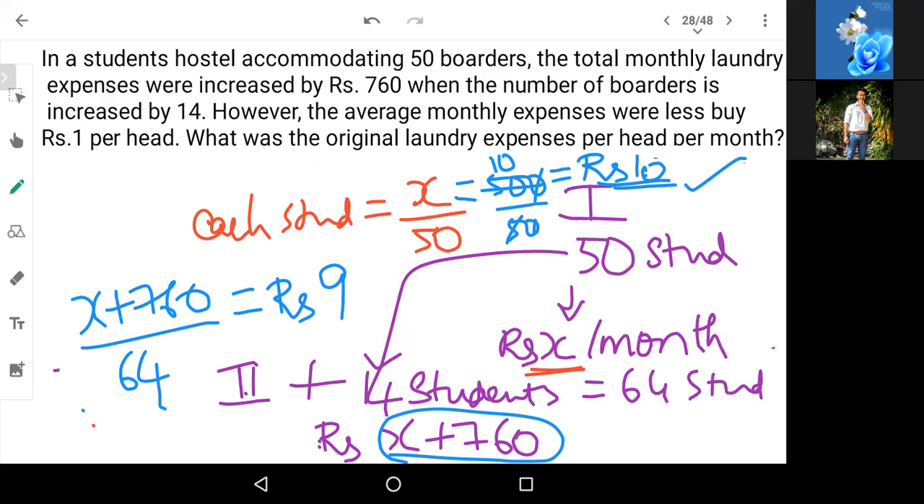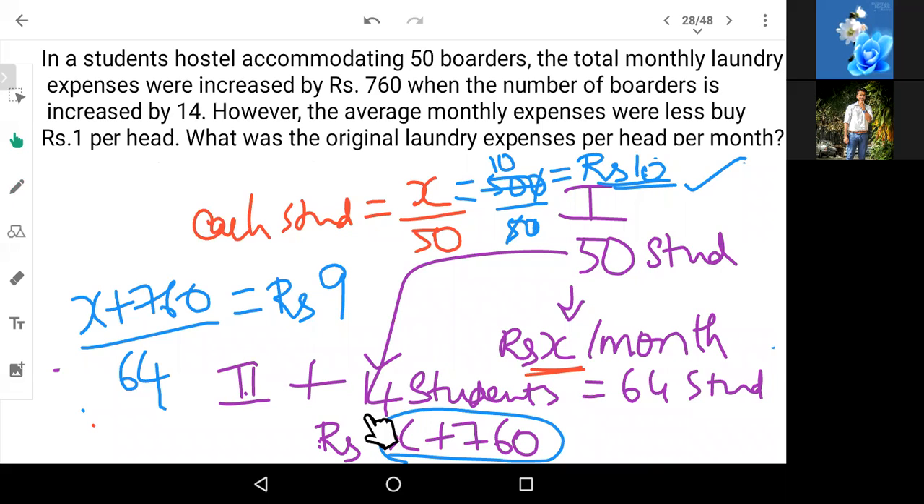Did you understand? Let's summarize once again the question. First thing, there were 50 students in a hostel, and they were giving some clothes for washing. So for that washing, there was some amount they were supposed to pay. So let us consider that as X amount, because there is no information. Okay, so this is the first scenario.